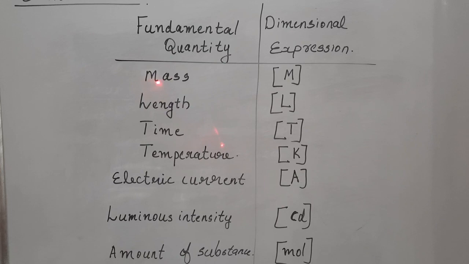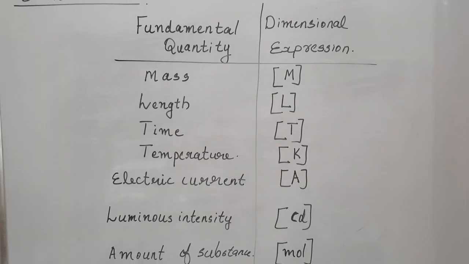So mass has the dimensional expression capital letter M. Capital letter M within square bracket. It is compulsory to write the dimensional expression between square brackets. Now next is length. Length has L. To represent the fundamental quantity length, we use the letter L.